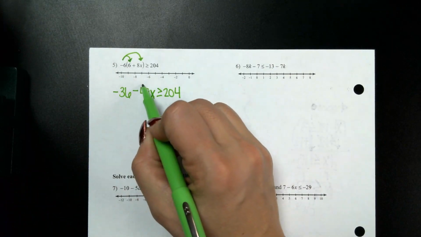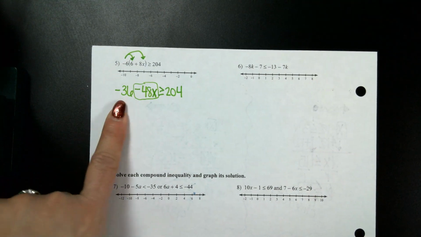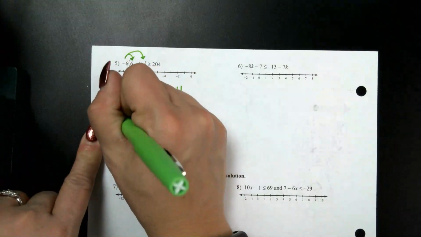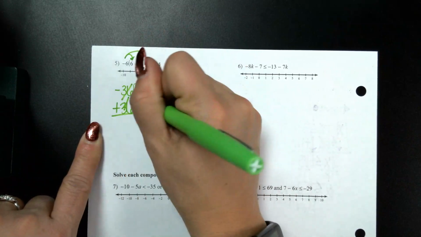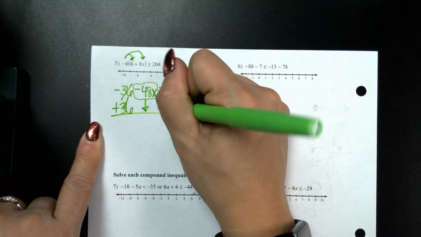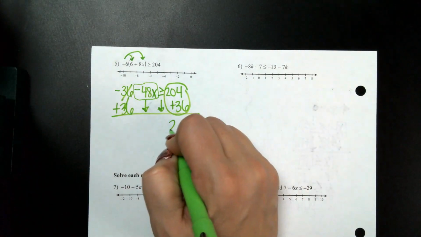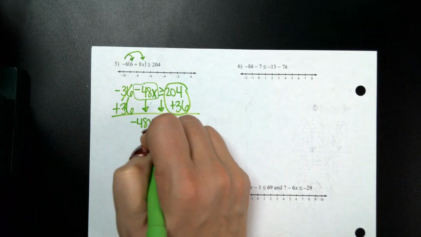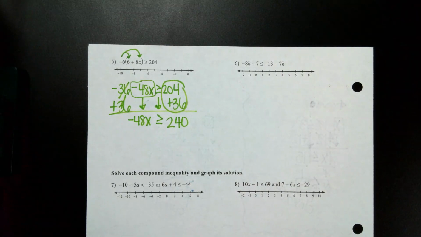You don't want to do anything with this. You want to leave that since it has the letter. We want to move this number. So how do you cancel out a negative 36? We're going to put a positive with it. Both sides. All this stuff just comes down and then you do your addition over here. Which is what? 240? So negative 48x is greater than or equal to 240.